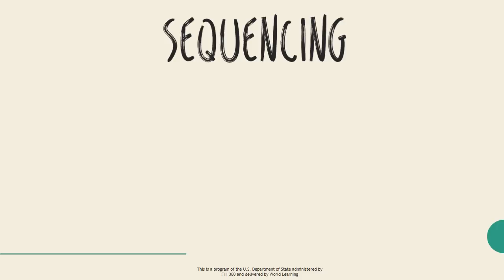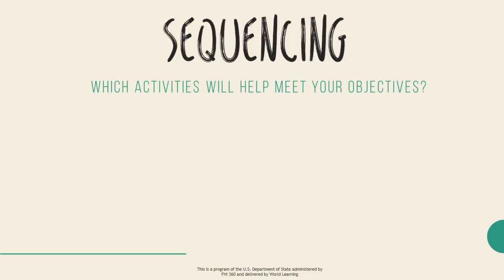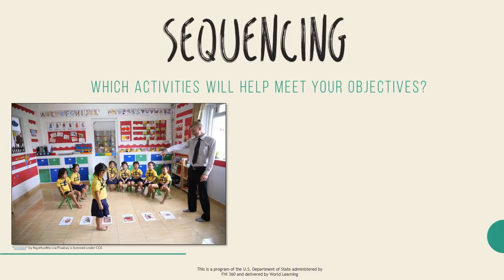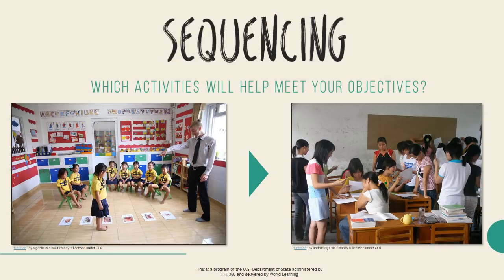Sequencing. After you have determined the learning objectives for a lesson, you must decide on the activities that will lead you to this goal. Just as with language lessons, culture lessons should proceed from simpler activities that provide students with ample support to more open-ended activities in which students apply what they have learned.